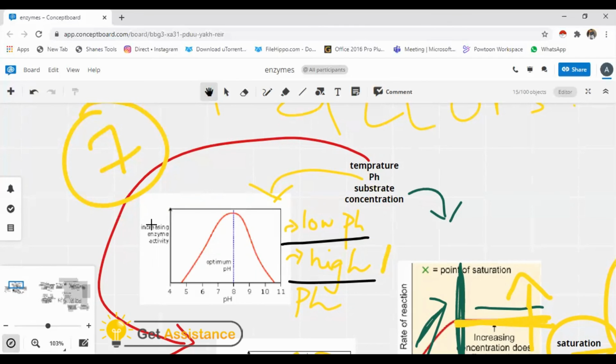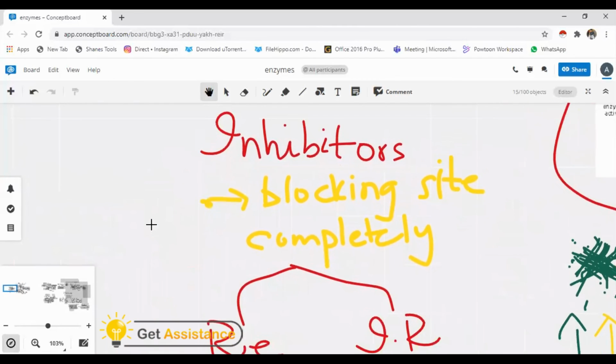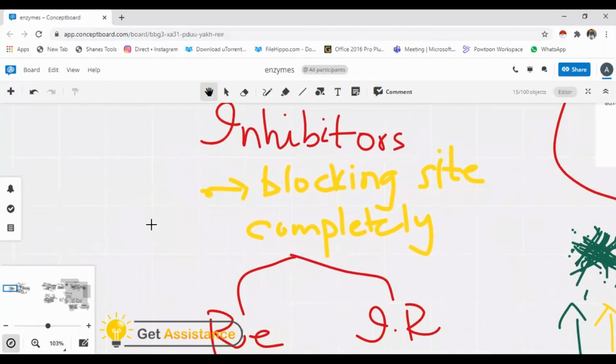Okay, so now the last thing I'm going to tell you about is inhibitors. Inhibitors are basically blocking sites. What does it mean? It is a kind of chemical that completely or temporarily blocks your active site. What is an active site? An active site is the point where chemical reactions occur. Inhibitors could be antibiotics, cyanides, or anything.